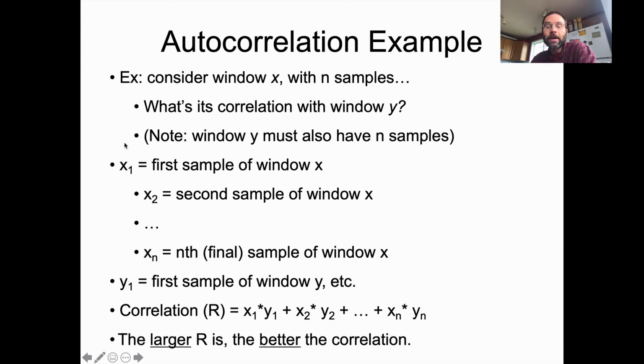The larger R is, the better the correlation between the two windows. So we want to find the two windows that match up best with each other. We want to find the windows that have the largest R at the end of the day, because the computer can only think in terms of numbers.